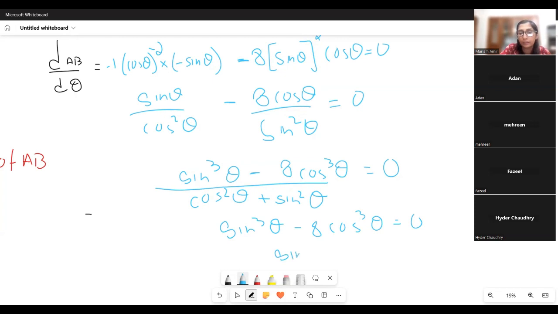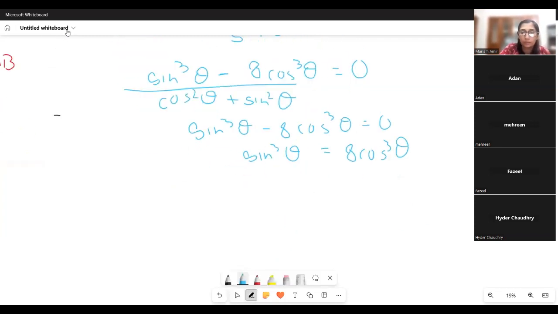So rearrange, we get sine cube theta equals 8 cos cube theta. When you have sine on one side and cos on the other side, you can change it into tan by dividing sine cube by cos cube. So we get tan cube theta equals 8. Now, solve this and get the values of theta. This would mean that tan theta is equal to 2.